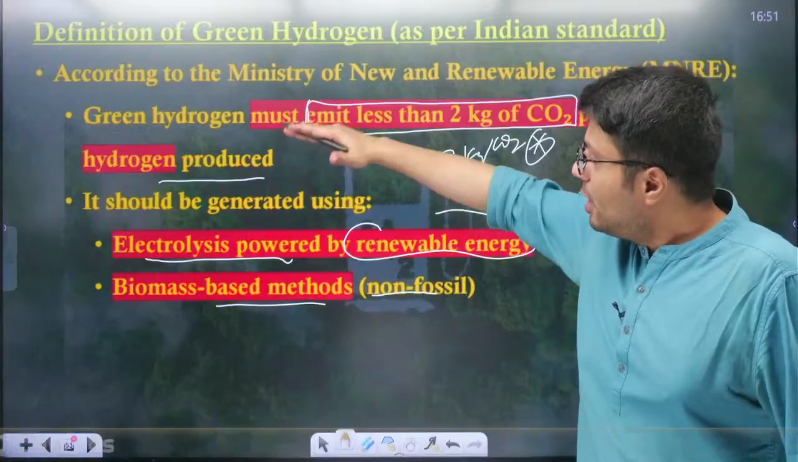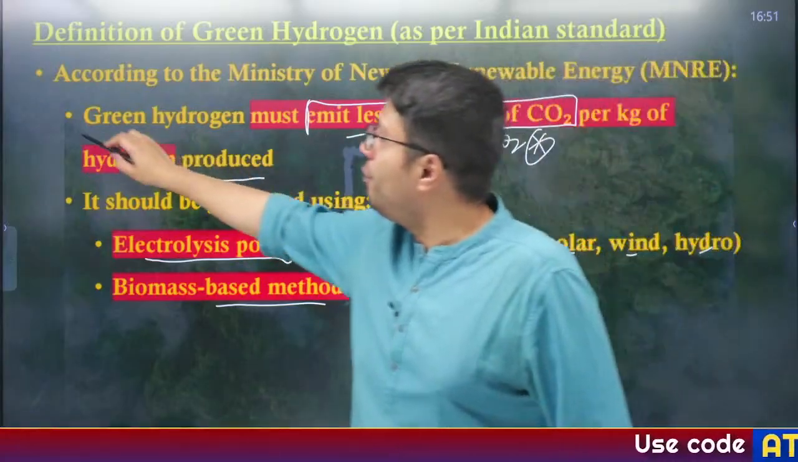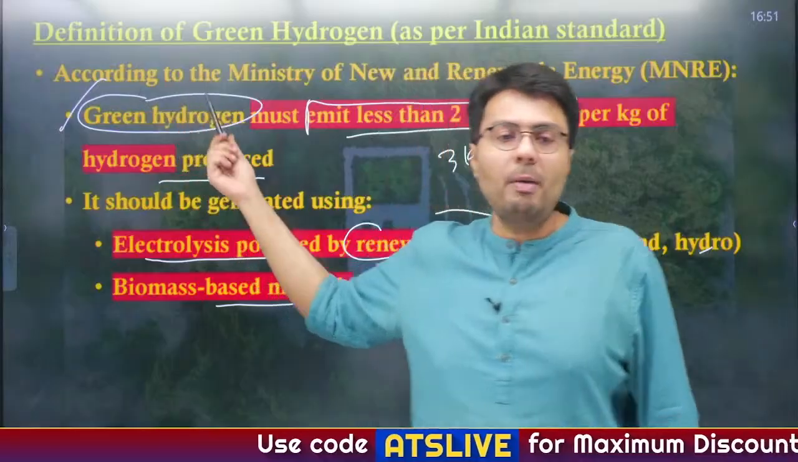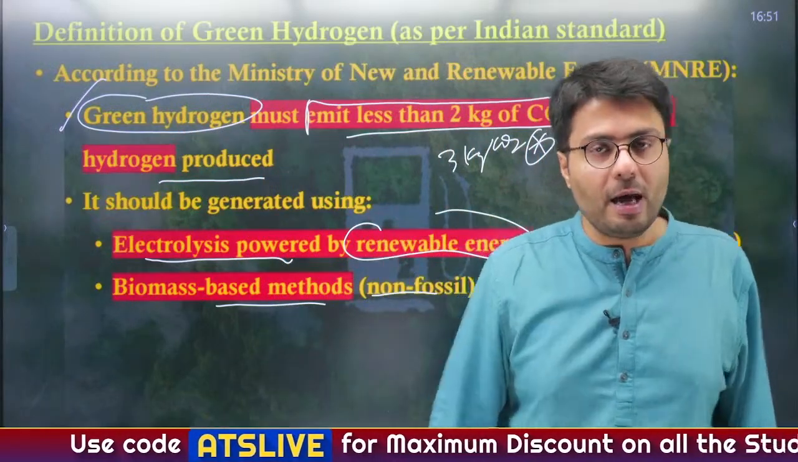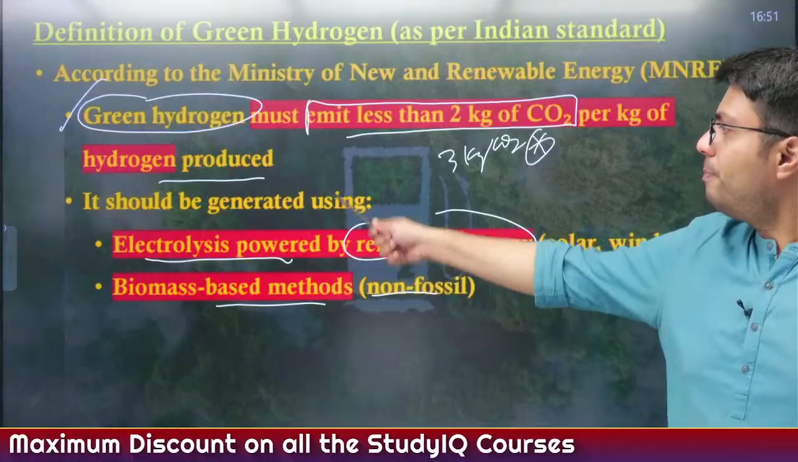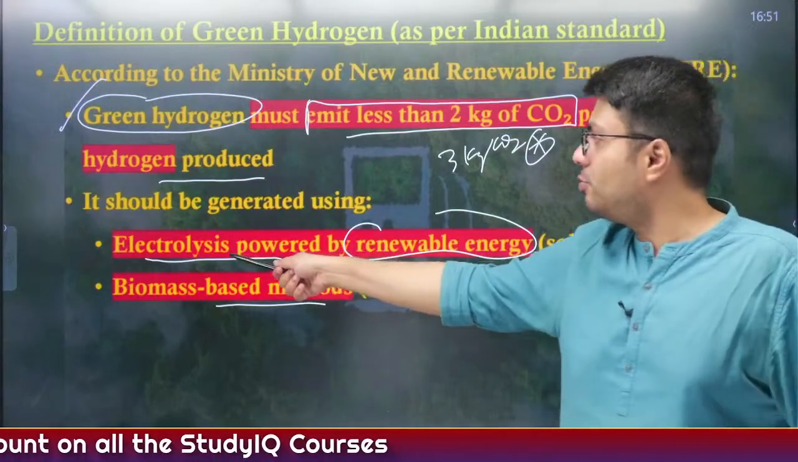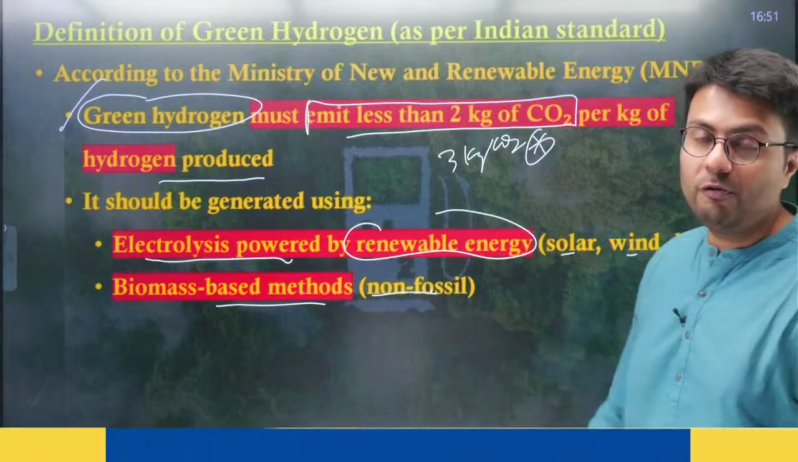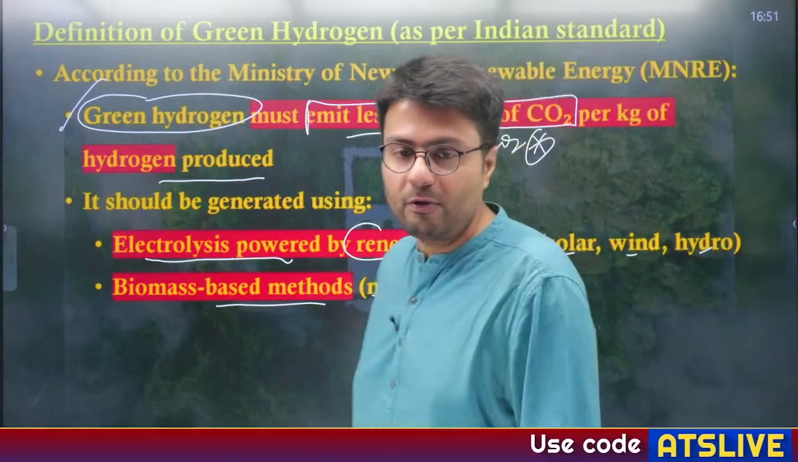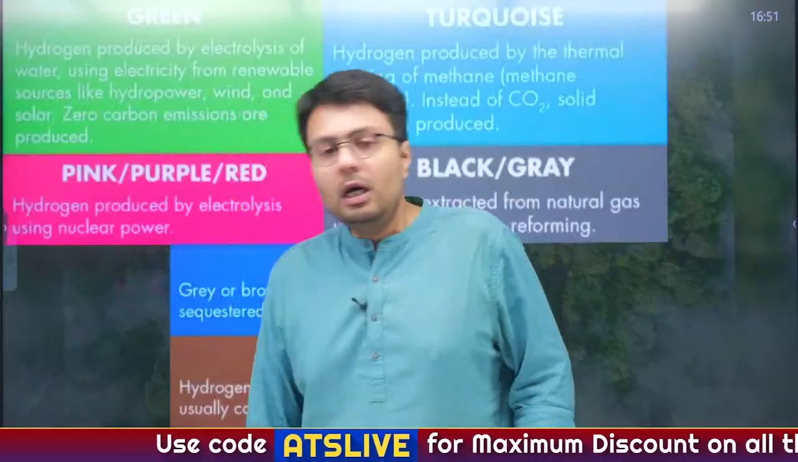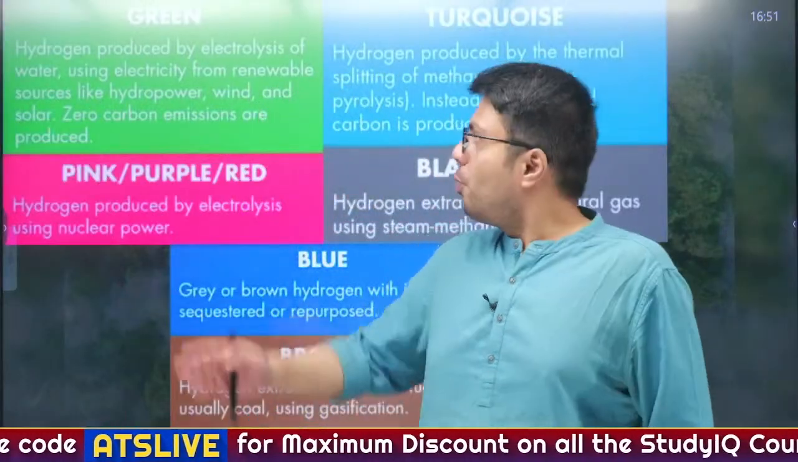So, these are the criteria you need to fulfill to be called green hydrogen. First, the amount of CO2 emitted per kilogram of green hydrogen should be less than 2 kilograms, and you should be manufacturing that green hydrogen using electrolysis or a biomass method using non-fossil fuel based power and renewable energy power. Okay, any doubt? Now you have understood what is green hydrogen.